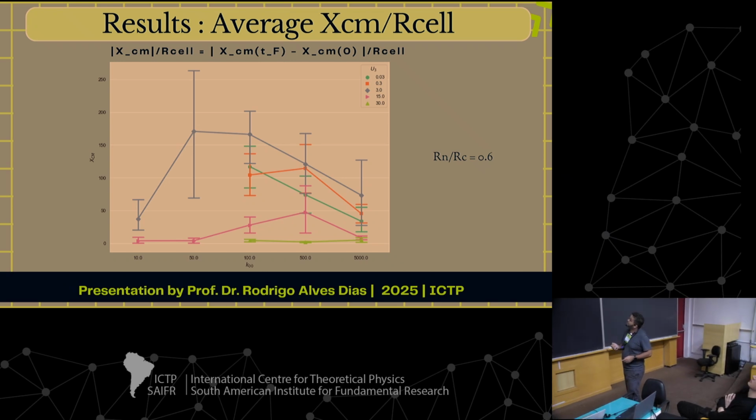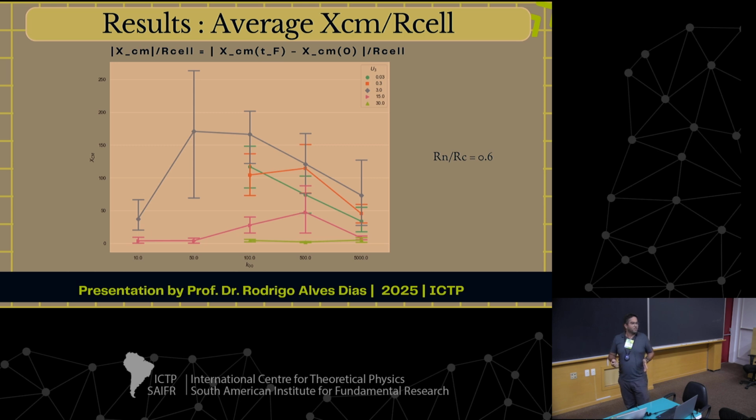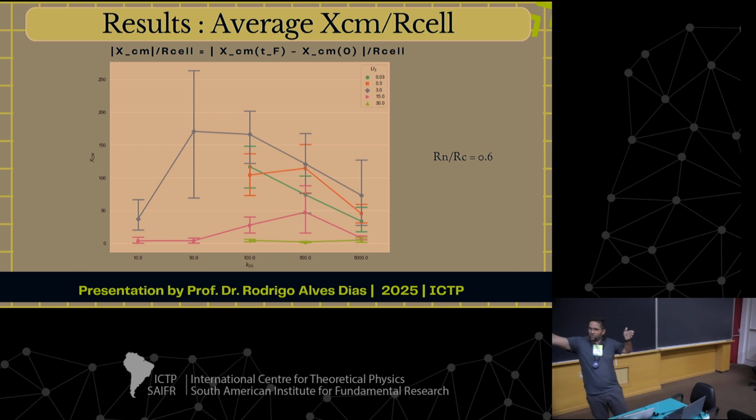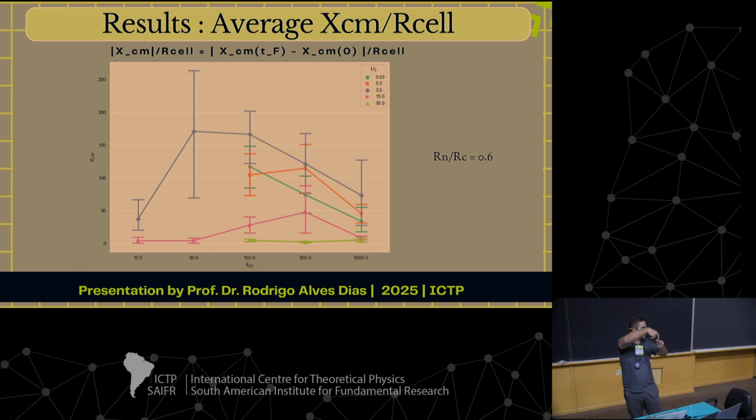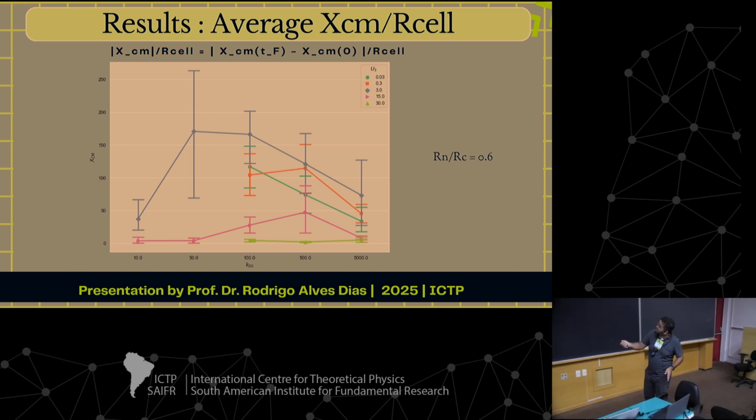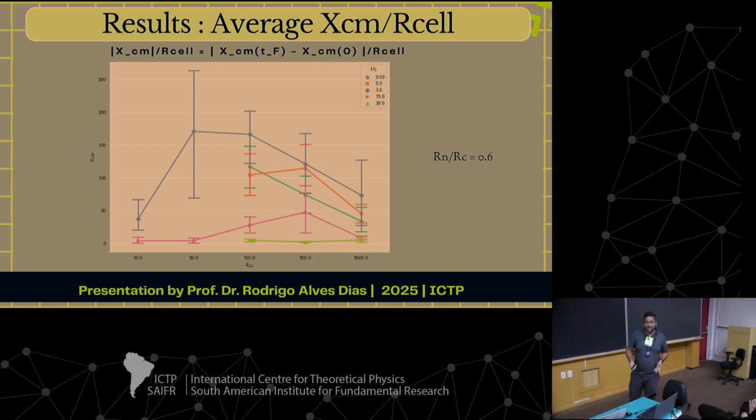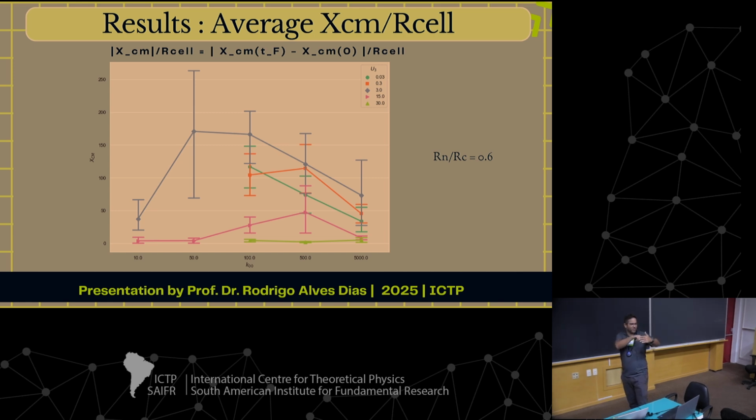What I did after that was perform 10 simulations for each group of parameters and measure the distance that the cell goes away from the zero position. Each point is an average over 10 simulations. And we see what happens when we change the stiffness of the membrane. For each curve, I'm changing the connection of the head with the membrane.